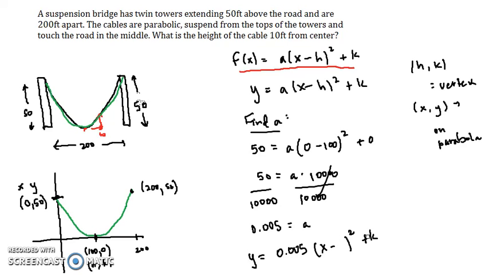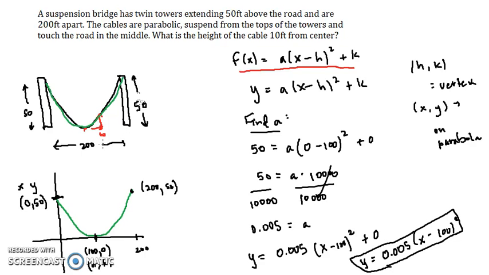I also forgot to put my h and my k in here. Okay, so we've got our A, we've got our h, and we've got our k. So we've got the equation. So y is equal to 0.005 times (x minus 100) squared. Okay, because the k is 0. So there's our equation.